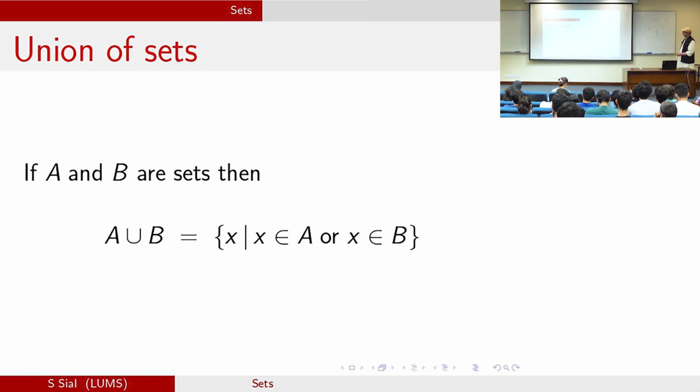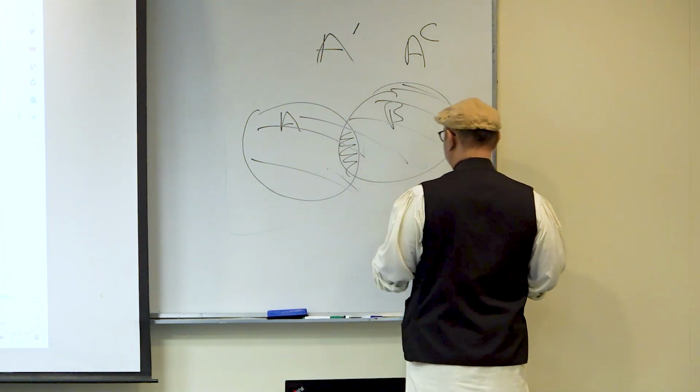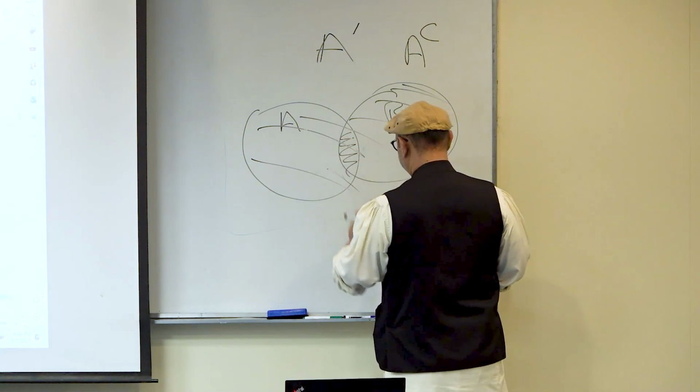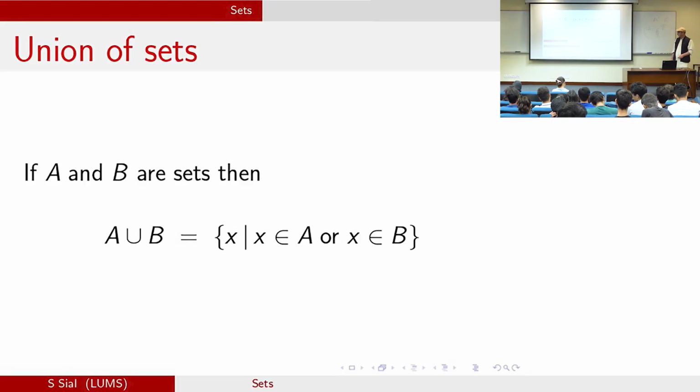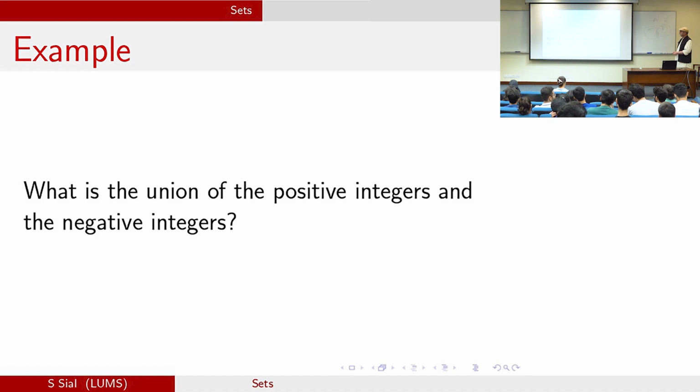Okay? Okay, union. A union B, so I have a set A, I have a set B. A union B consists of the elements of A, something which is in A, or in B, or it could be in both. So I have A and I have B, and everything that's here or in A or in B or in the intersection, put all of those elements together and you get a set which we call A union B. Okay, here. The union of the positive integers and the negative integers is all the integers except 0.